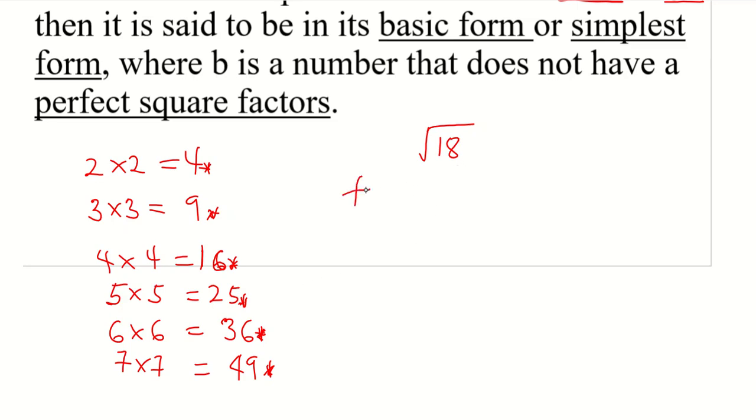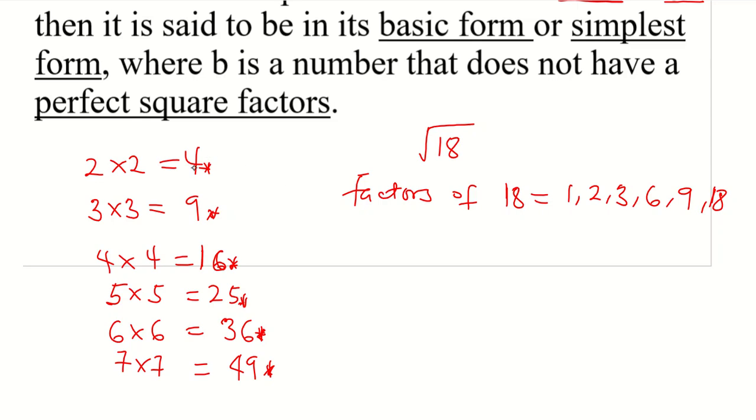Now we take 18. The factors of 18, we have 1, 2, 3, 6, 9, and 18. And these are the factors of 18. Now, why are we saying square root of 18 is not in its basic form? When we look at the factors of 18, we can see a number that's a perfect square.